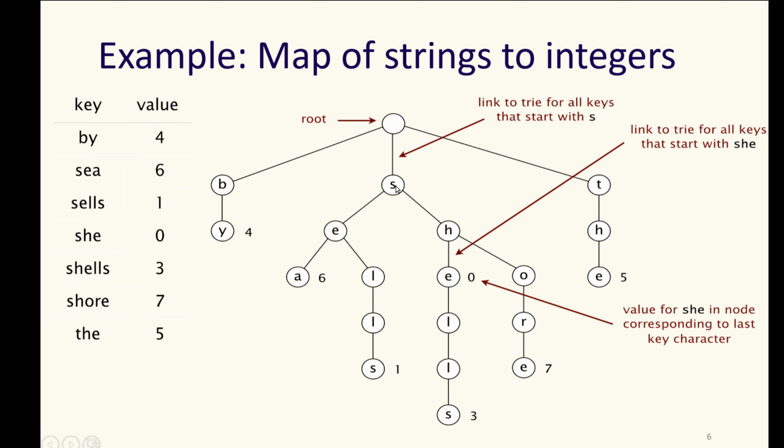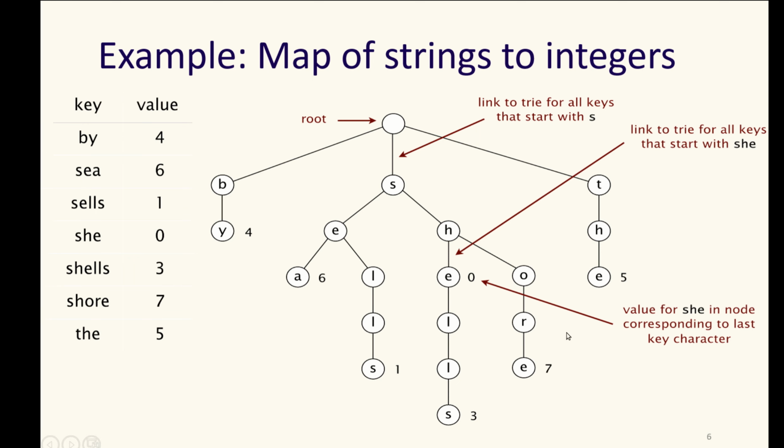So we see B, S, and T all have nodes at that first level. Under B, there's only Y, because the only word that starts with B is "by," and that has index 4. So at the node for Y, 4 gets stored, so that we could look up that key of "by" and find that its value was 4.